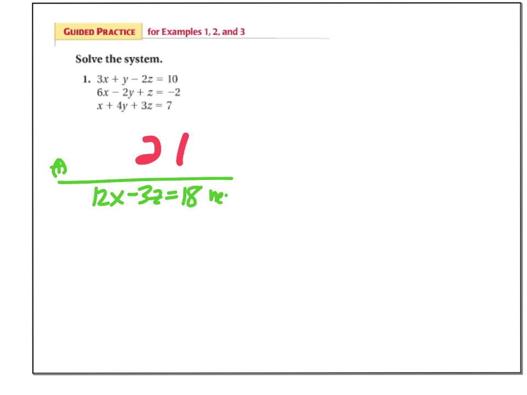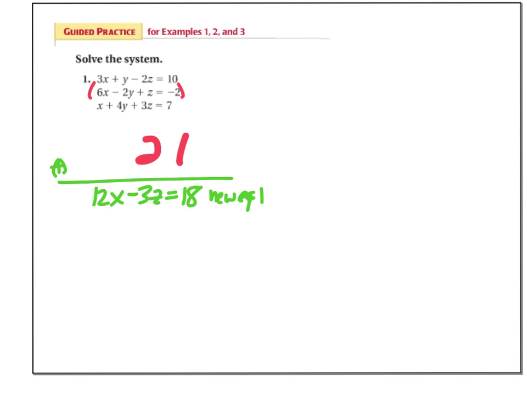And remember, this is an important part: call this your new equation 1. All right, so we have one new equation in only 2 variables. So now I need to pick another 2 equations from our system, and I need to eliminate the y variable as well. So I'm going to pick equation 2 and equation 3 this time. And in order to eliminate y, I need to multiply equation 2 by 2.